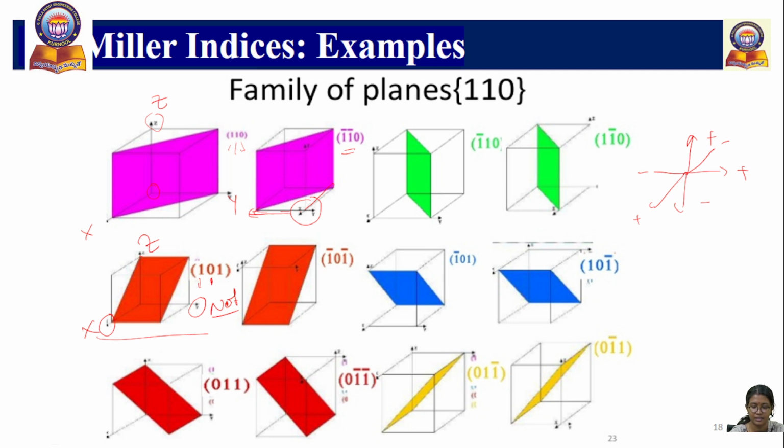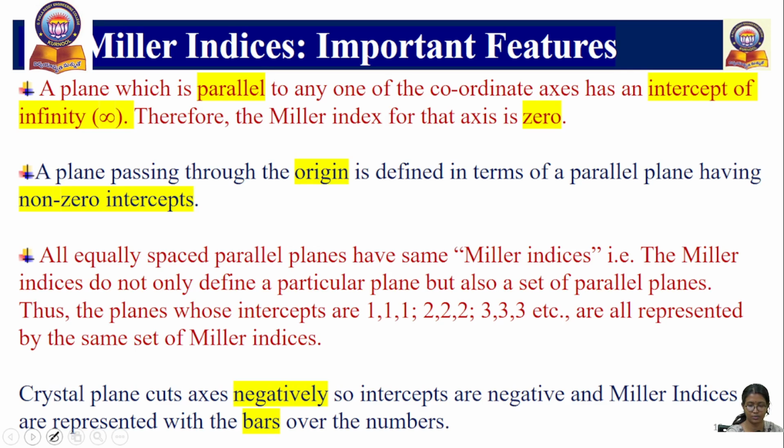but it is not cutting at Y. Similarly, 0 1 1, instantly in our mind it should come that 0 first means it is not cutting X. So this is our X, it is not cutting X, it is parallel to X. It is cutting only Y, here it is cutting at Y, here it is cutting at Z. So you have to look first where it is parallel. Okay, so that is one.